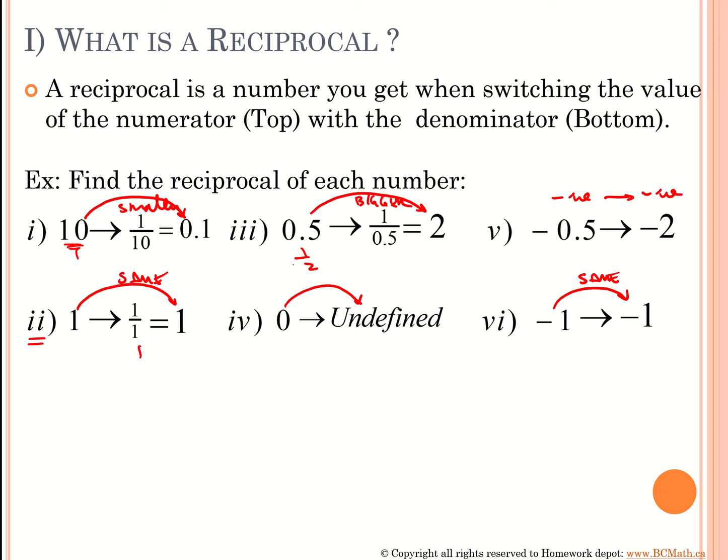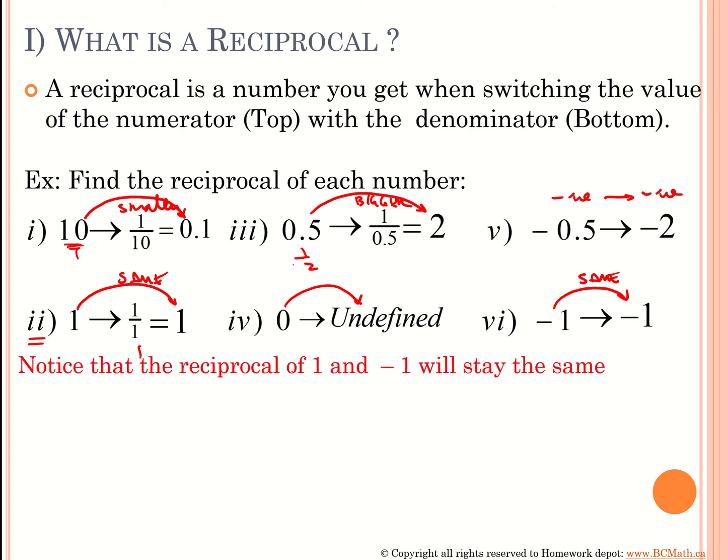From this example, there are 3 main points you need to remember. The first one is that the reciprocal of 1 and negative 1 will stay the same. That's actually quite important. Any value of 1 and negative 1, when you take the reciprocal, they don't change. Next one is the reciprocal of 0 is undefined. That's also another key point, so make sure you put a star next to it.